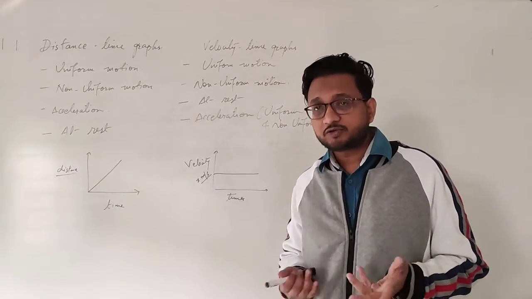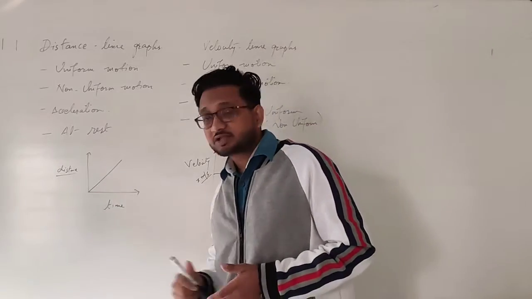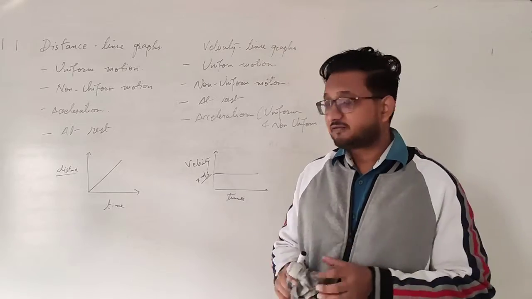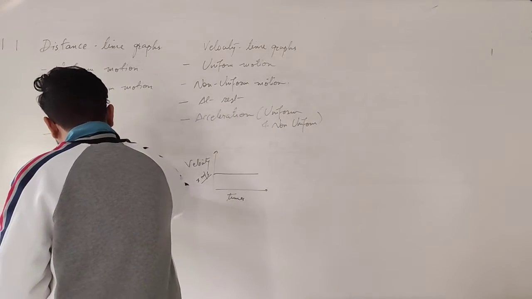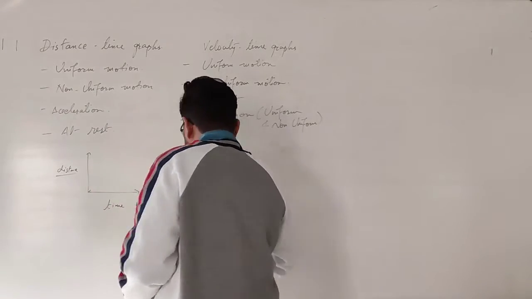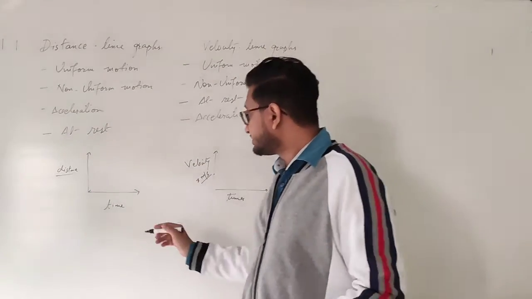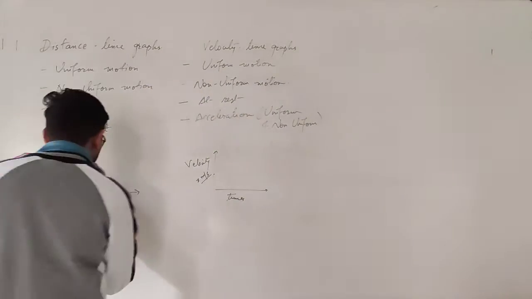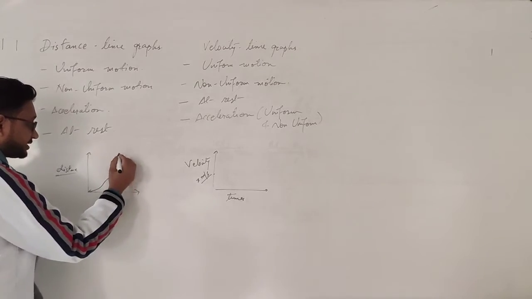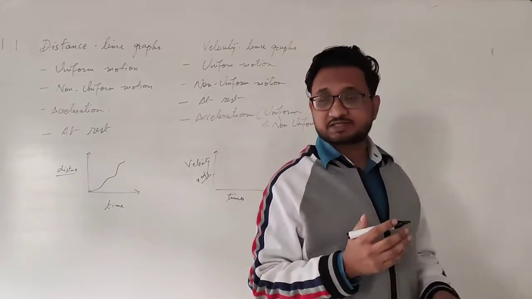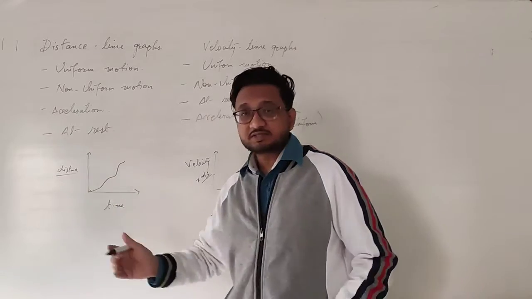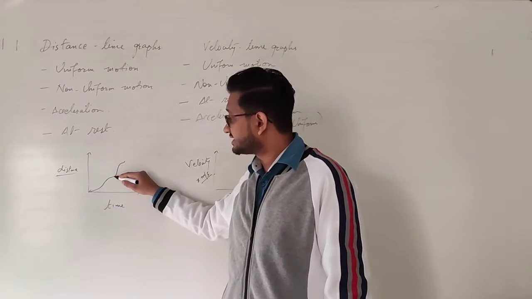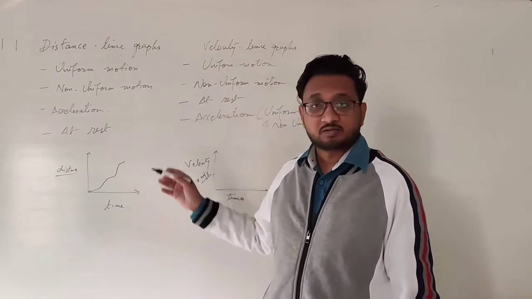Next one, non-uniform motion. If the object is not covering equal distance in equal intervals of time, then it is non-uniform motion. Then the graph of the object will be a little bit different. To put it simply, the distance is still changing, but it is not equal. So the graph can be a random graph, it can be anything, which indicates that as the time increases, the distance covered is not the same. Sometimes it is increasing too much, sometimes very little, sometimes again much more.